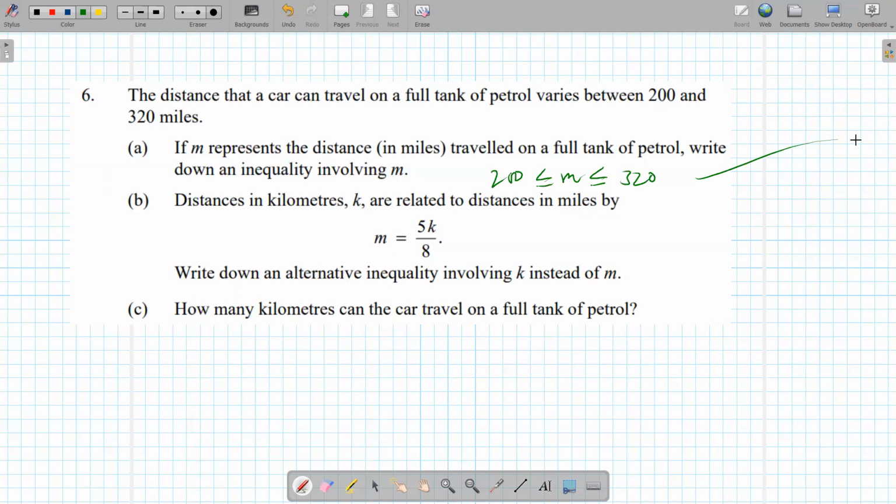Right. Part B wants this in kilometers, okay? And they've given us an expression for m, which is 5k over 8. All we do in part B is replace this m by 5k over 8. Actually, you don't even have to solve for this because it just says write an inequality, and that's it for part B. Part C says solve for k. How do you solve this for k?